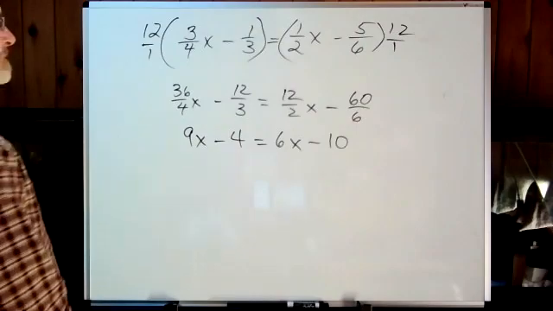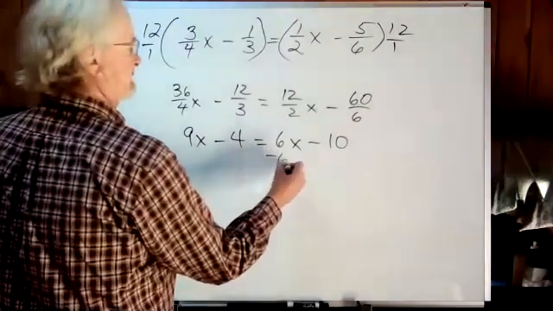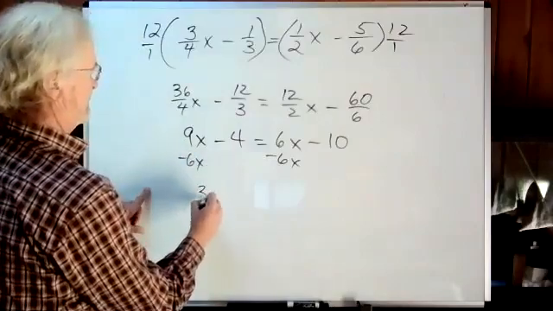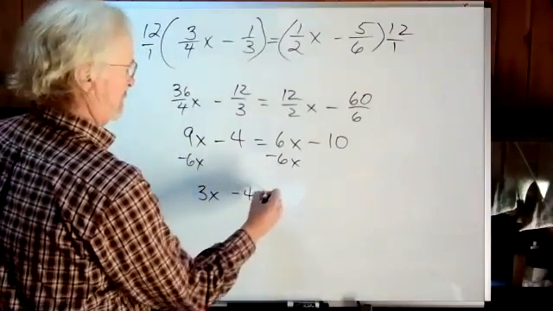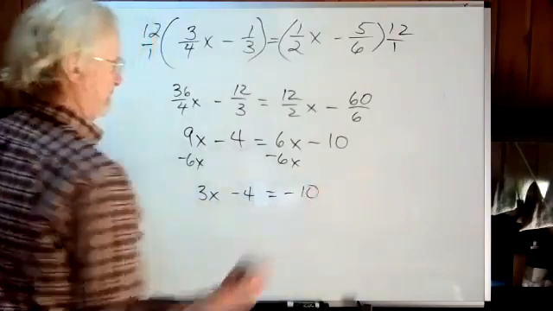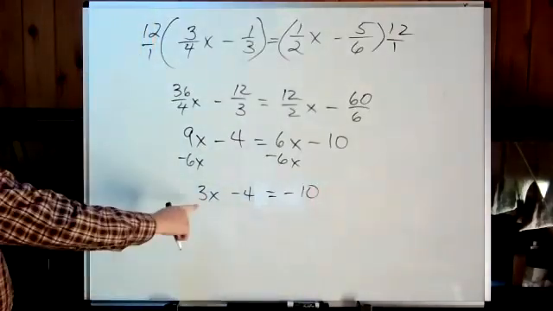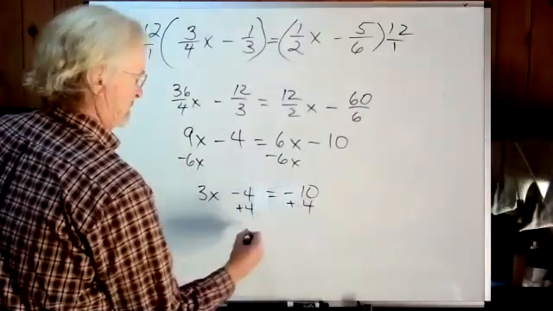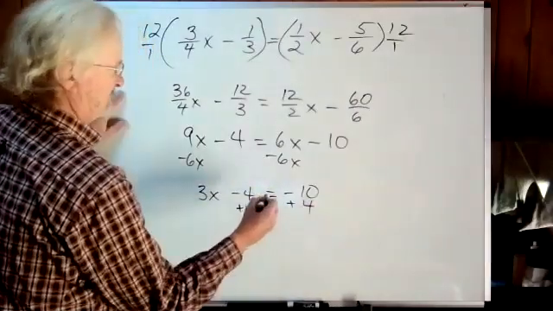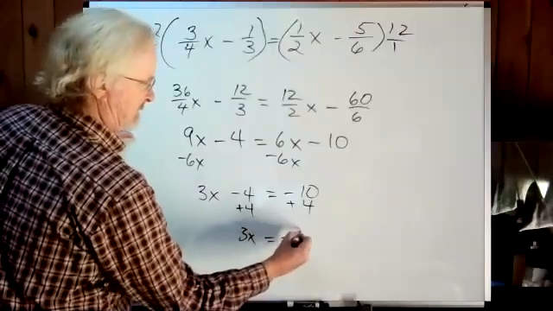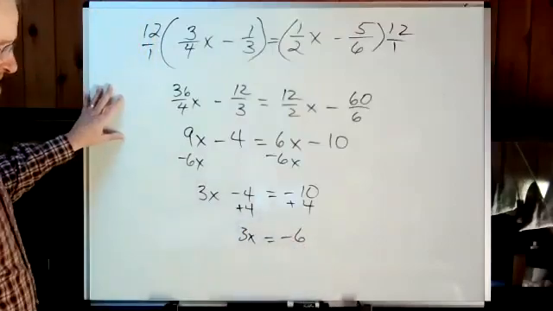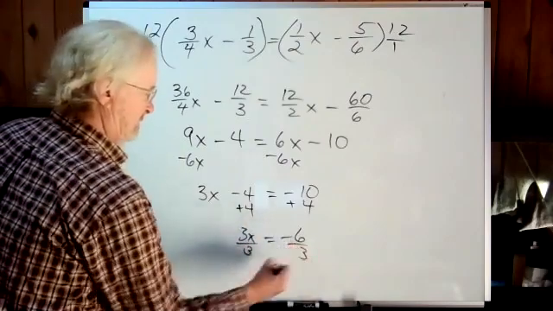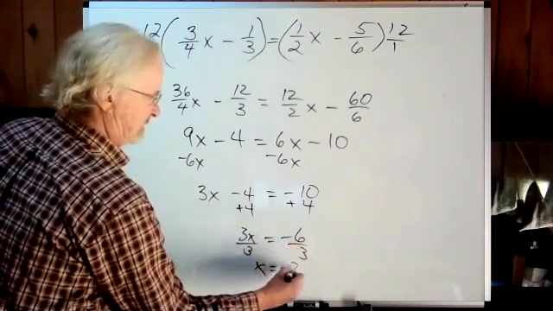Looks like I'm going to subtract the x's here. 3x minus 4 equals -10. Leave the x's alone, and I'll add 4. Boing, boing. Clamp that board someday. Divide by the 3. And I got a -2.